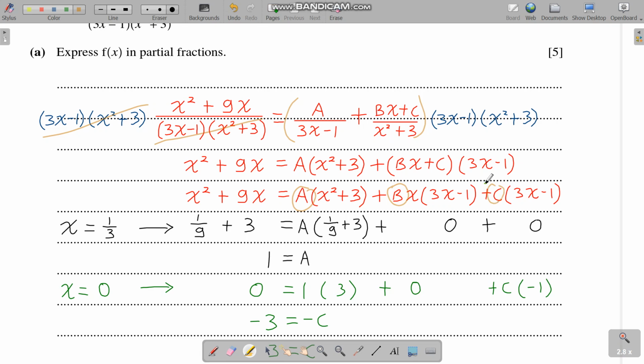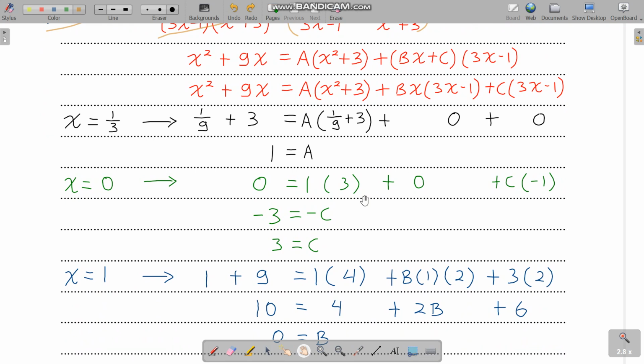Now to find the 3 coefficients, we need to cleverly choose the right values of x such that the terms go to 0. So here we have 3x minus 1, also 3x minus 1. If we just replace all the x with 1/3.